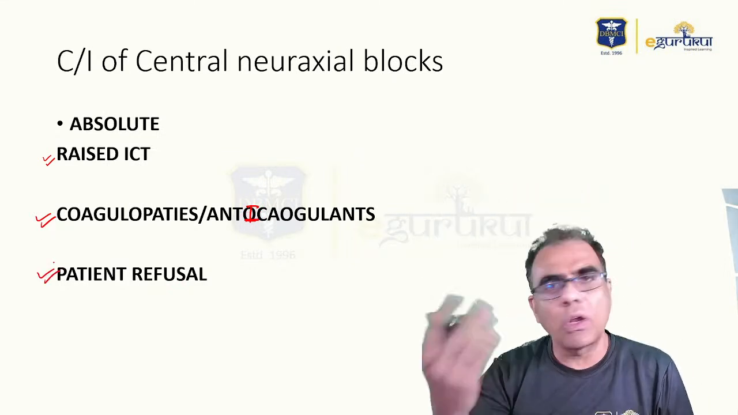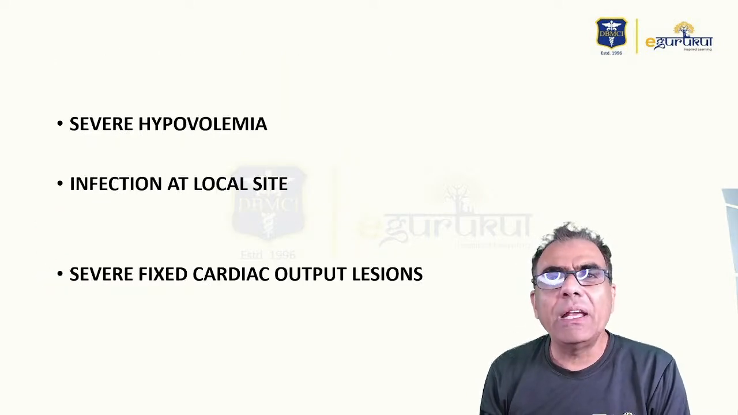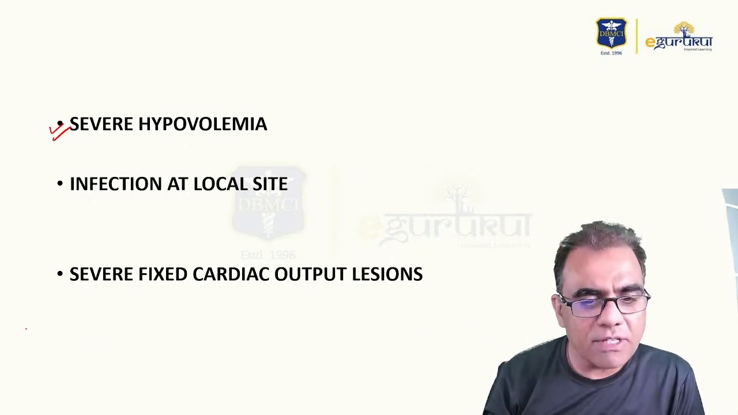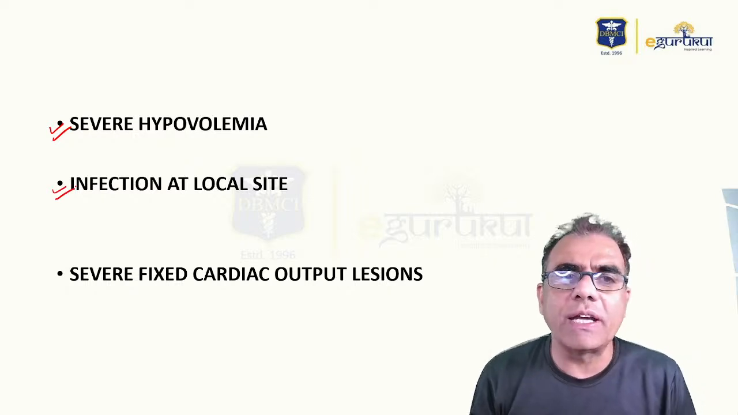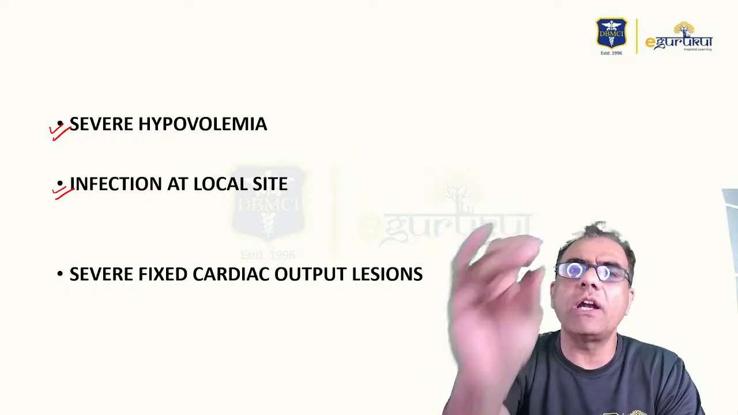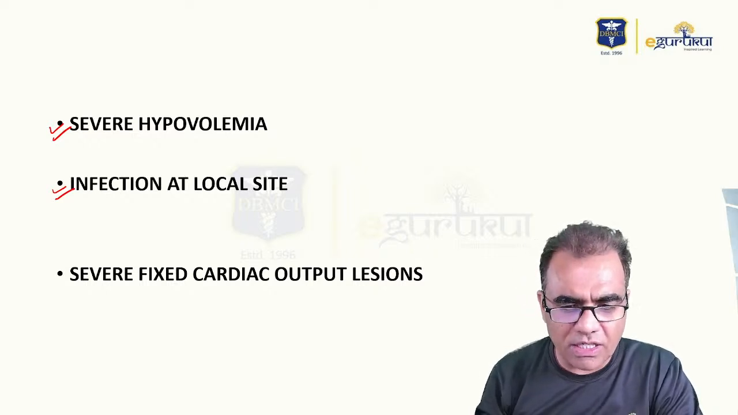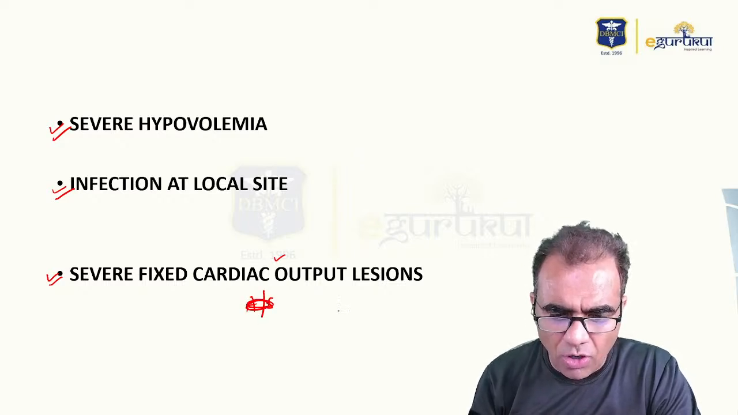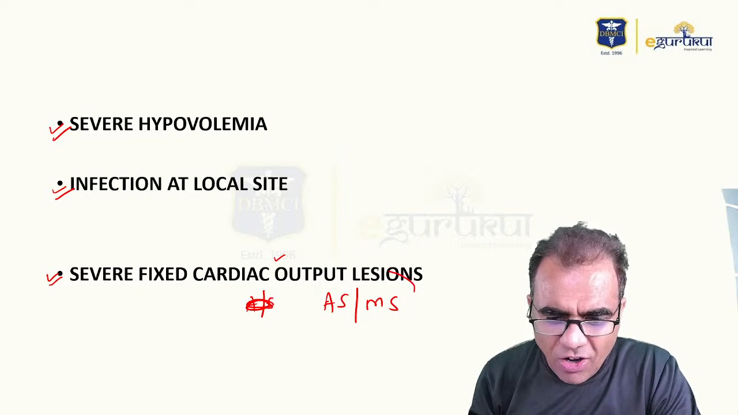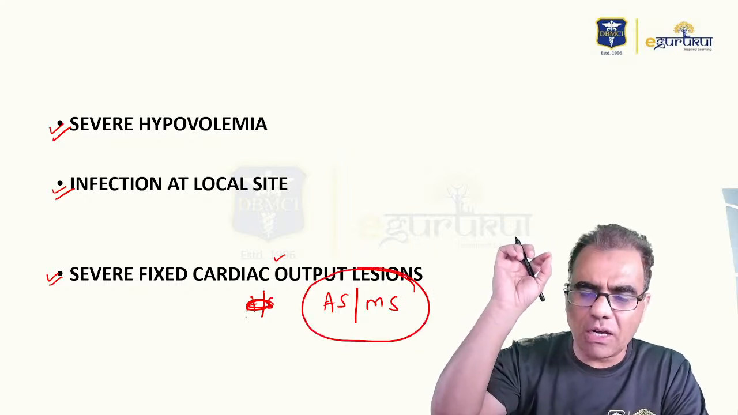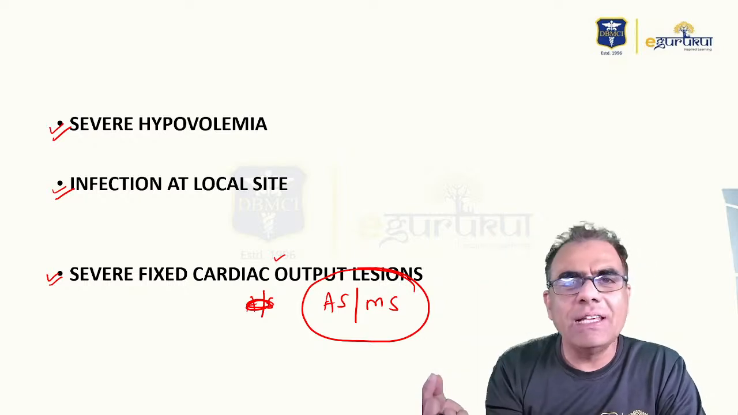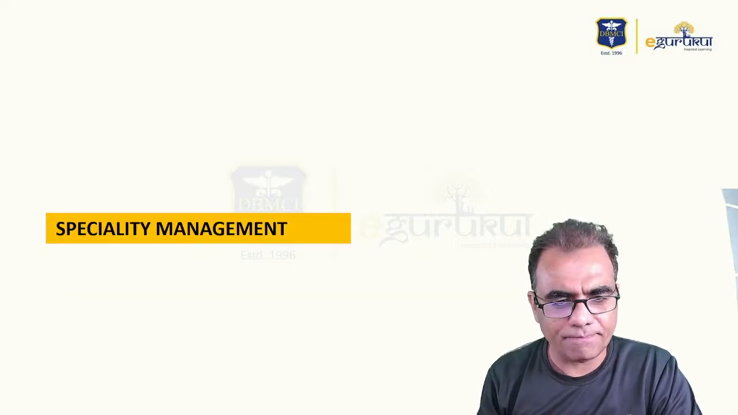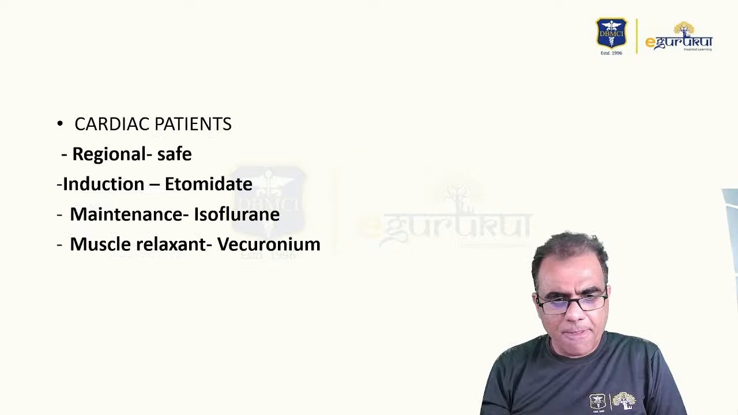compress the spinal cord and cause paraplegia. If the patient is refusing, you cannot give it by force. Spinal causes hypotension, so if the patient is already suffering from severe hypovolemia, you cannot give spinal. If there is infection at the local site, you cannot introduce infection from outside into the meninges, so that's an absolute contraindication. Patients with severe fixed cardiac output lesions like aortic stenosis or mitral stenosis cannot increase their cardiac output because they have a stenotic lesion, so they cannot treat their hypotension. So obviously, absolutely contraindicated.